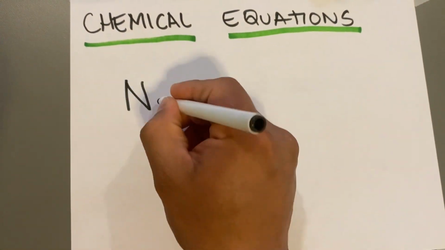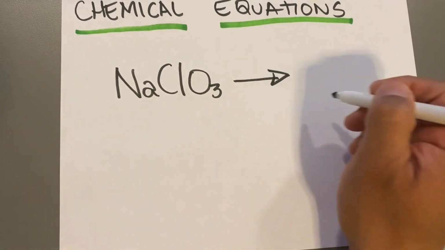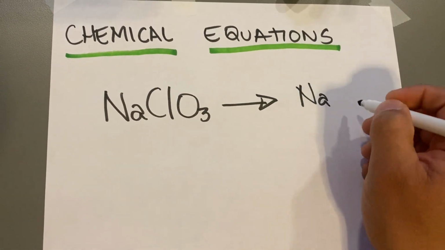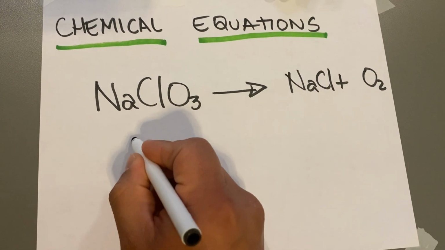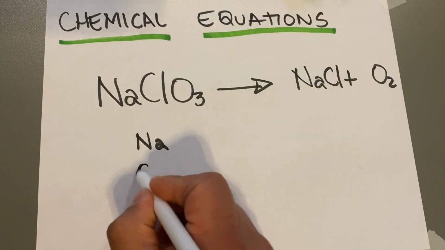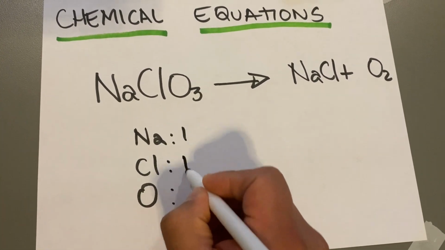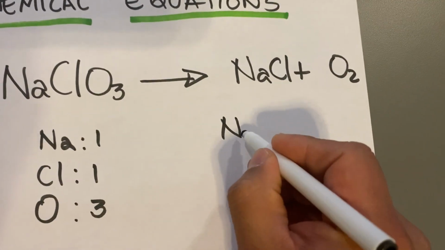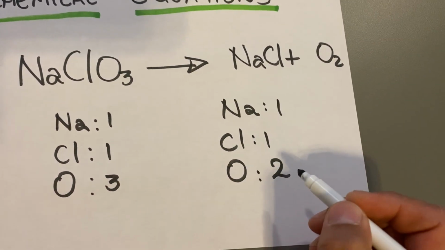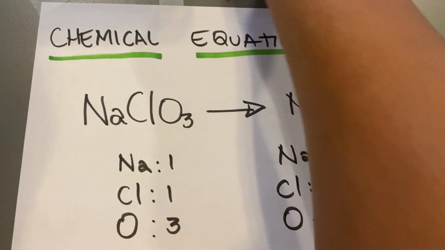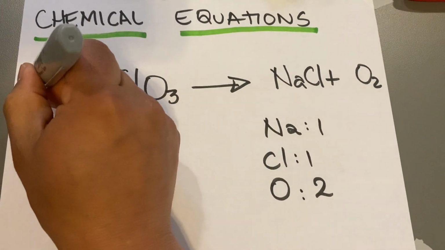In this opportunity, we have sodium chlorate as a reactant and sodium chloride and oxygen as a product. Now we proceed to count the amount of atoms on the left as reactants and the amount of atoms on the right as products. Once we have this, we can notice that we have a number 3 and a number 2 in oxygen.